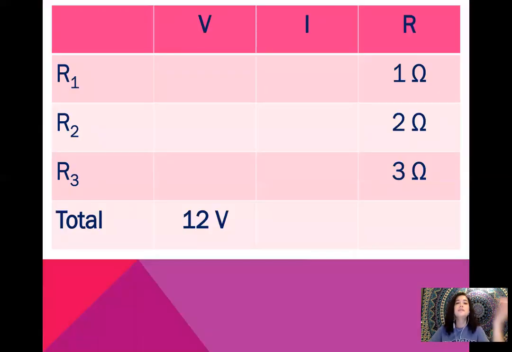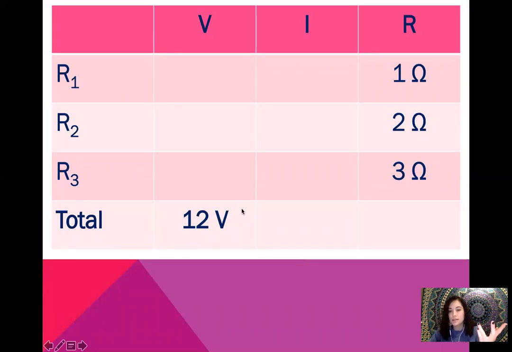So this is a VIR table. Remember from, I believe it was last lesson, V equals IR. I have taken the liberty of starting to fill in this table for us. We've got my first resistor, my second resistor, my third resistor, and my total.